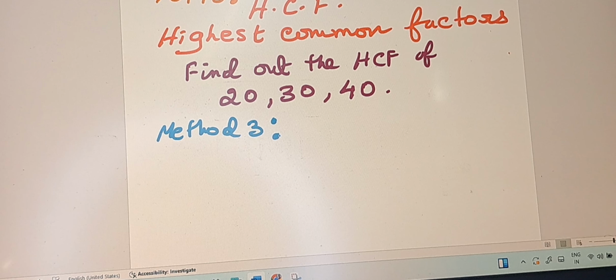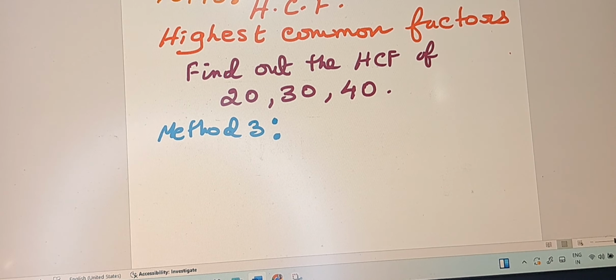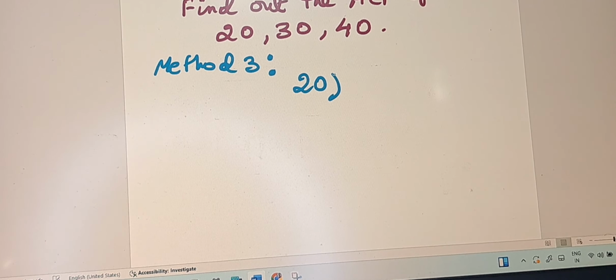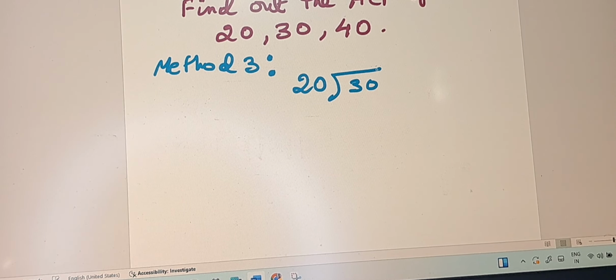during our assessment we will know that our answer is correct. Why I'm saying, let us find out why this method is so interesting. All the methods are good, but this method is more interesting because we will know that our answer is correct. So I'm going to take the first two numbers, that is 20 and 30.